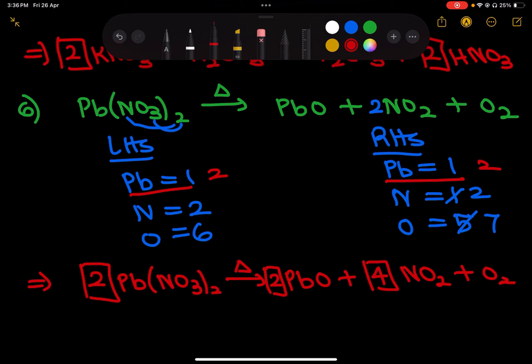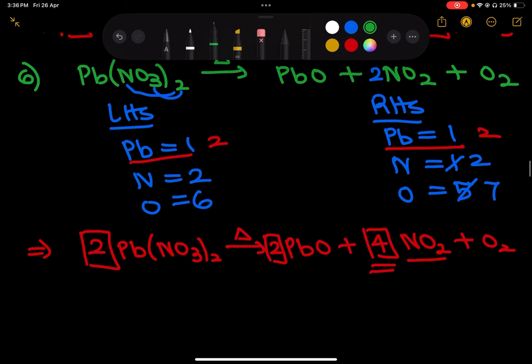So 2 2 4 1. So just remember that for NO2 the coefficient is 4. You'll get the rest of them by the trial and error method. Okay, so let's go forward. If you have any doubt in this, you can ask in the comments. I'll let you know how to do it. But for now, let's move on. Seventh one.